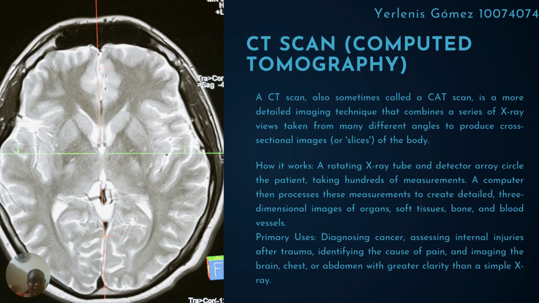A rotating X-ray tube and detector array circle the patient, taking hundreds of measurements, and a computer then processes these measurements to create detailed three-dimensional images of organs, soft tissues, bone, and blood vessels.